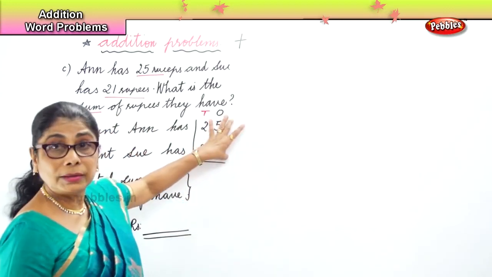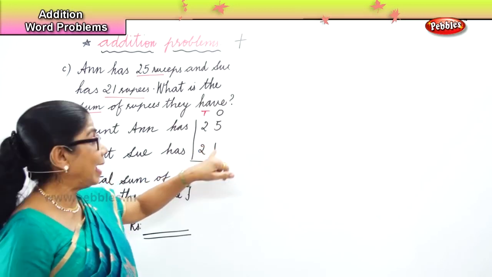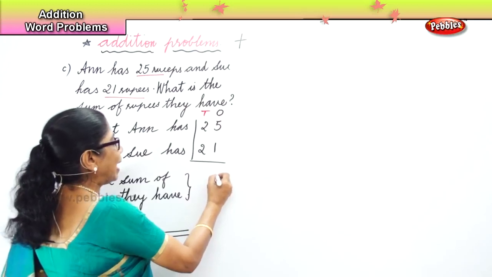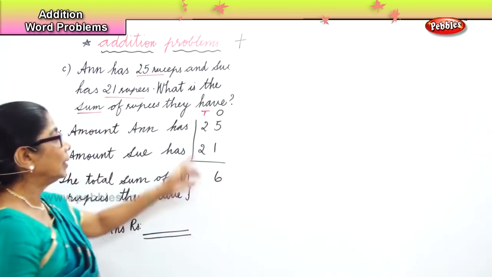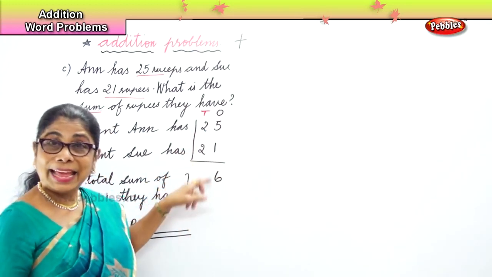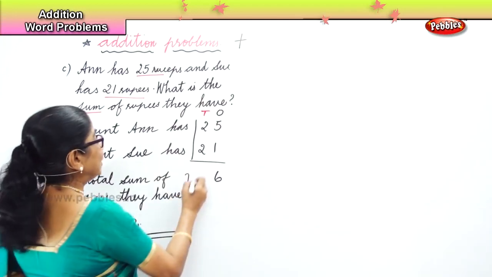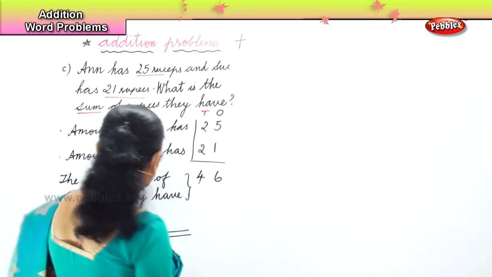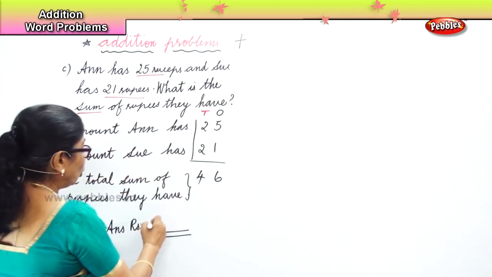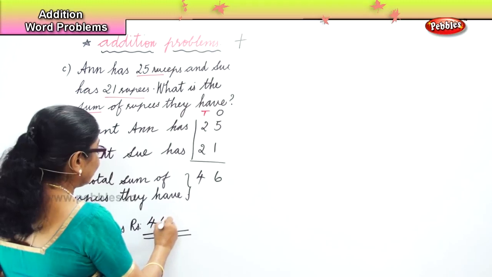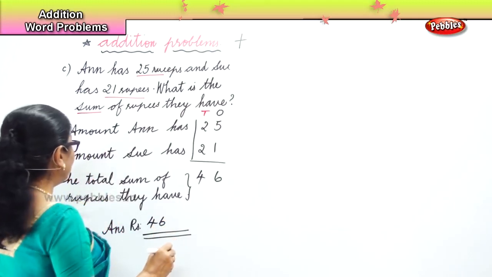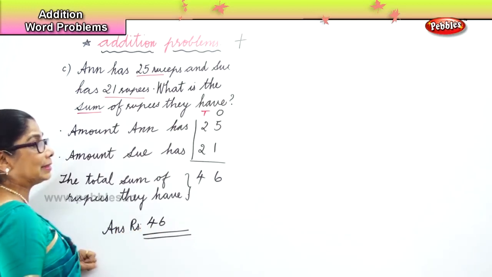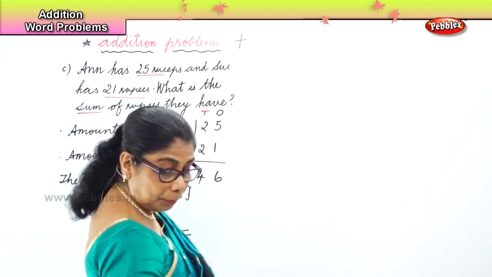Okay? And that's it. Now, when we add, what do we remember? We add the ones together. 5 ones and 1 one. 5 plus 1, 6. Always add the ones first. 2 tens and 2 tens, 4 tens. So you have 46. So the answer is rupees 46. The total sum of rupees they have is rupees 46. Okay, and that is one problem.